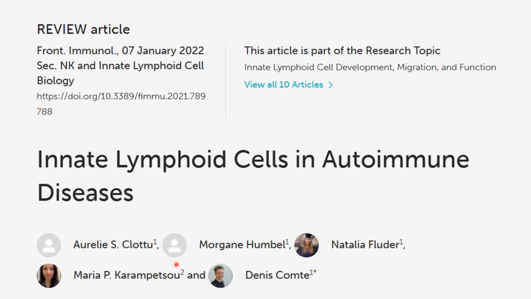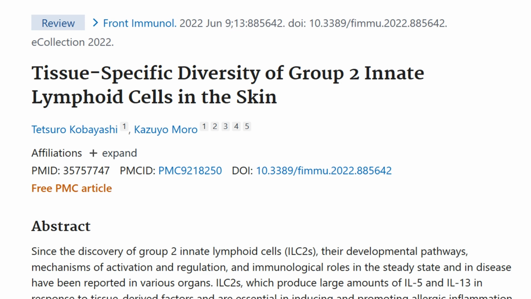This is a more recent paper in Frontiers in Immunology, January 2022, talking about innate lymphoid cells in autoimmune diseases. This is another interesting paper that was published in Frontiers in Immunology in June 2022. Its title is Tissue-specific diversity of group 2 innate lymphoid cells in the skin.